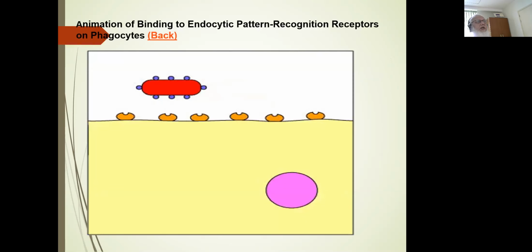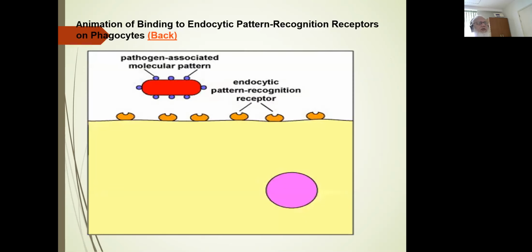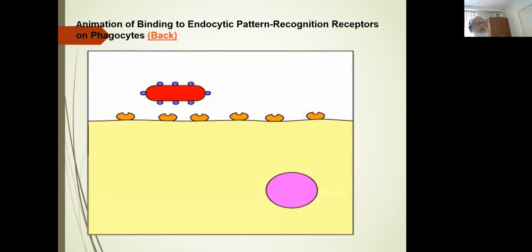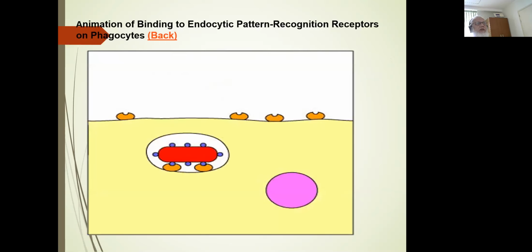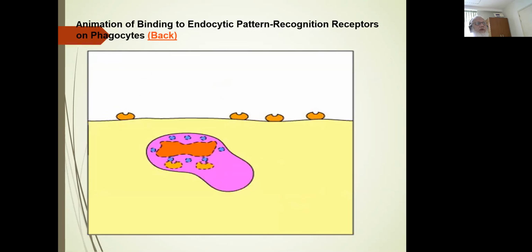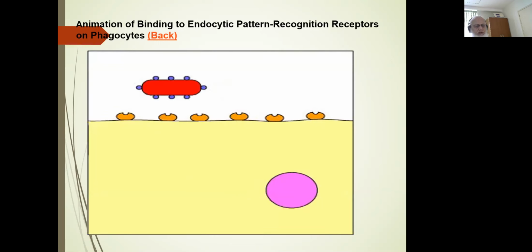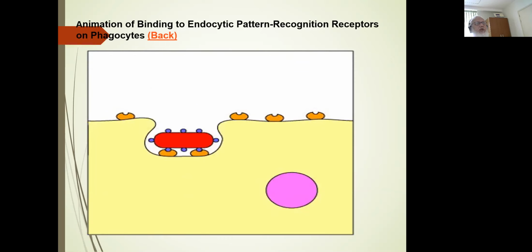And there is some animation. If it works, you will find it very interesting. You see, a bacterium by its pathogen-associated molecular pattern binds with the endocytic pattern recognition receptors, resulting in phagocytosis. So you understand, again, you can see this. The pathogen-associated molecular pattern present on the bacterial cell binds, and there is endocytosis.